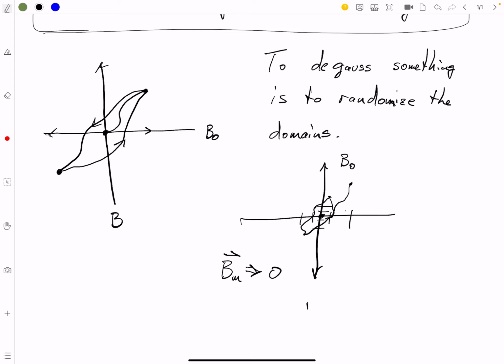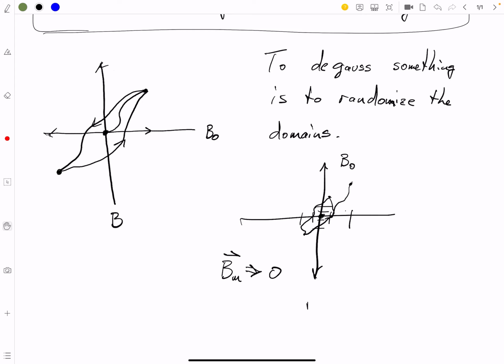Okay, but you have to do it in all directions, right? You can't just do it in 2 directions. If you do it in 2 directions, that's fine. Up and down and bring it back down to 0, that's fine. But have you really randomized anything? No, but you've made the overall randomization of the domains effectively 0.